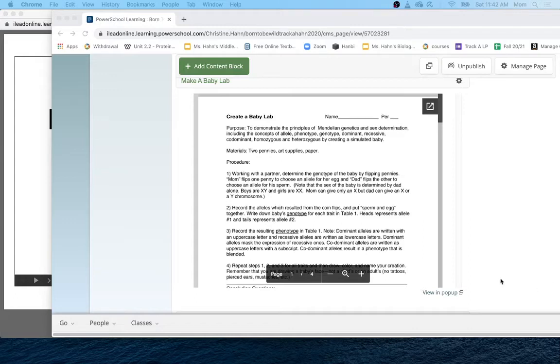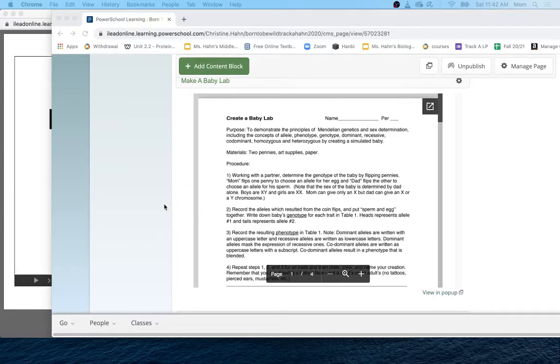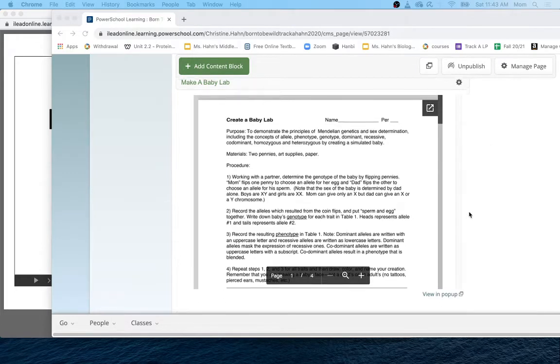Hi, I'm going to help you with the baby lab. Here is the baby lab in your PowerSchool, and you can open it up in Kami and edit it using the PDF editor, or you can just print it out and write on the paper.